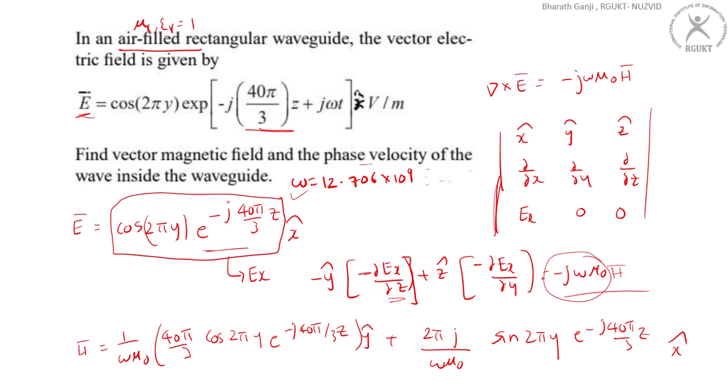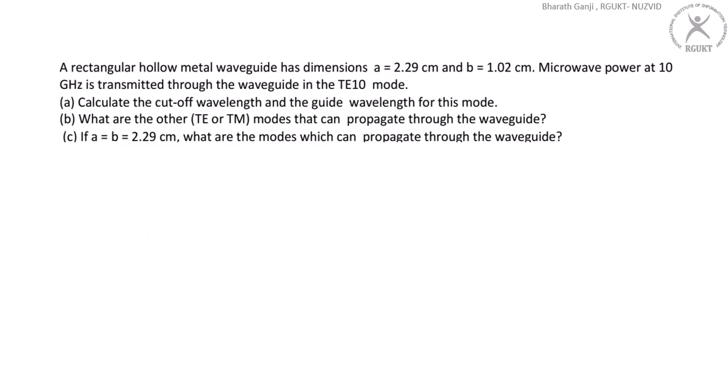So once I have the electric and magnetic fields, how do I find the phase velocity? The phase velocity is always omega divided by beta. So in my case omega is 12.706 into 10 to the power of 9 and beta is 40 pi by 3, so I get an answer of 3.033 into 10 to the power of 8 meter per second. So this is how you solve this question, and this is your answer. So let's move on to the next one.